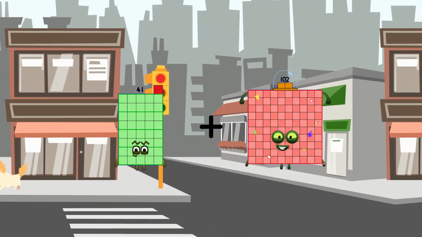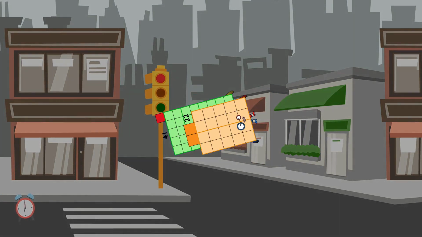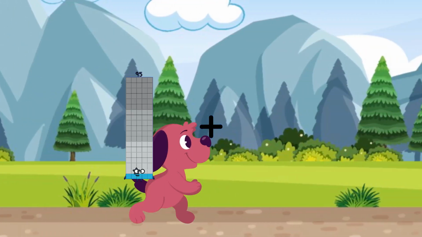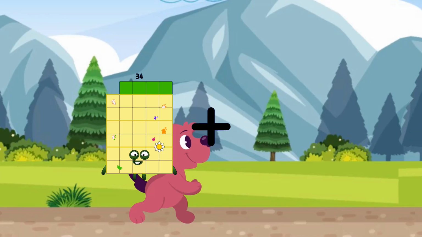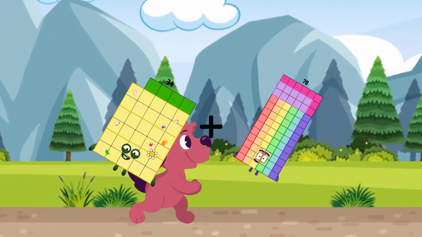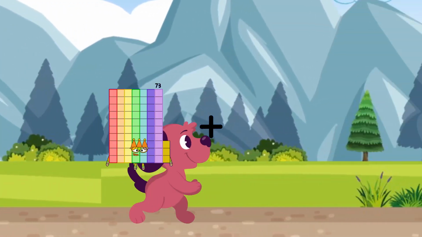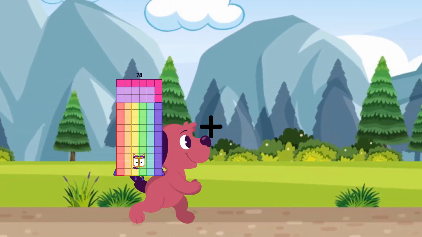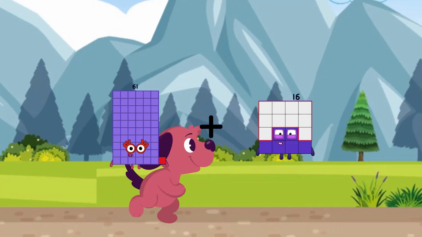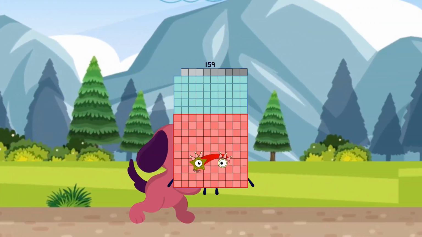186. 41 plus 22 equals 63. 34 plus 78 equals 112. 61 plus 98 equals 159.